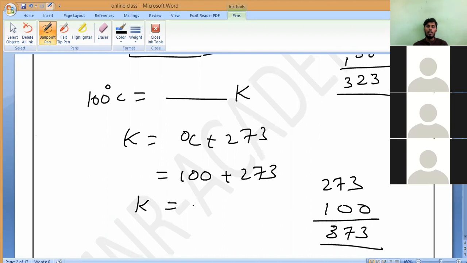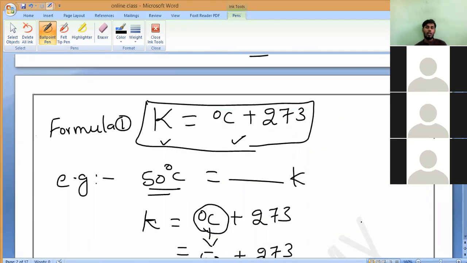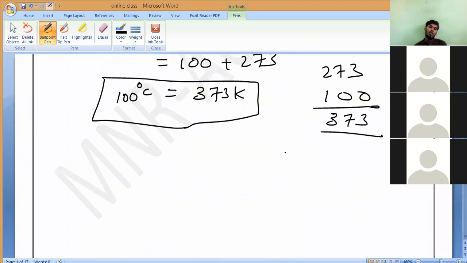So 373 Kelvin scale is equal to how many degrees Celsius? How many degrees Celsius I am asking? 100 degrees Celsius. Understanding? 100 degrees Celsius. That is what you remember. Clear? Note it down, all of you. Already noted, correct or not?